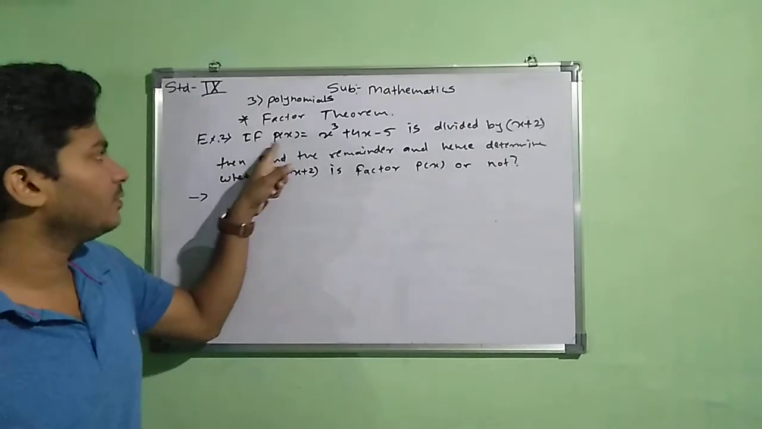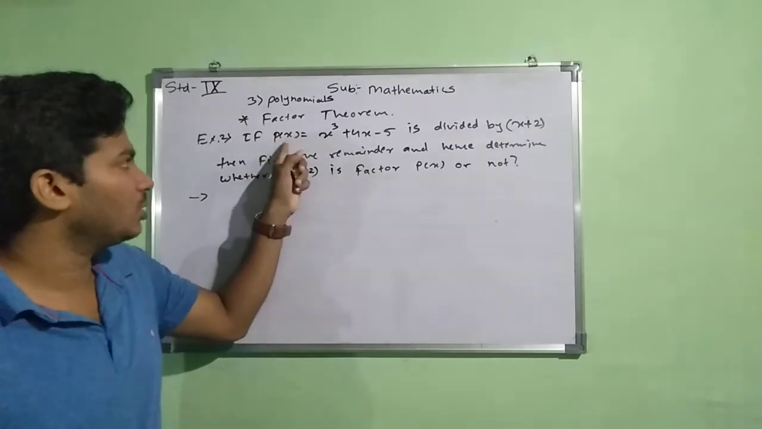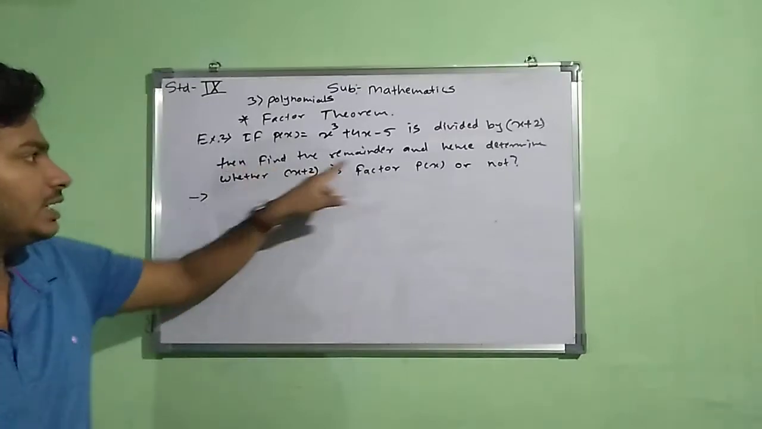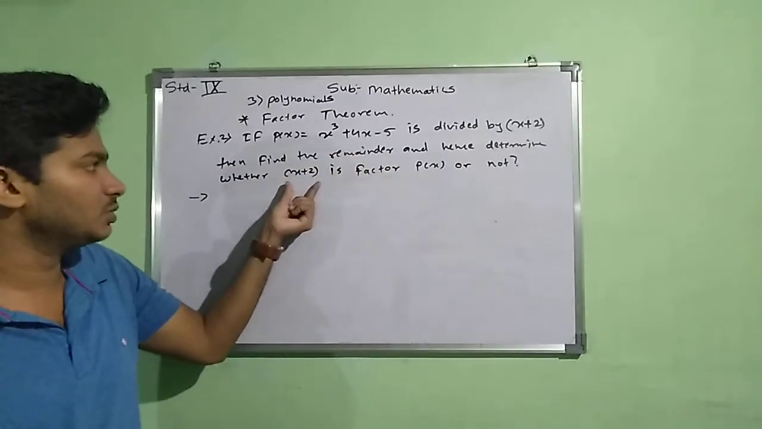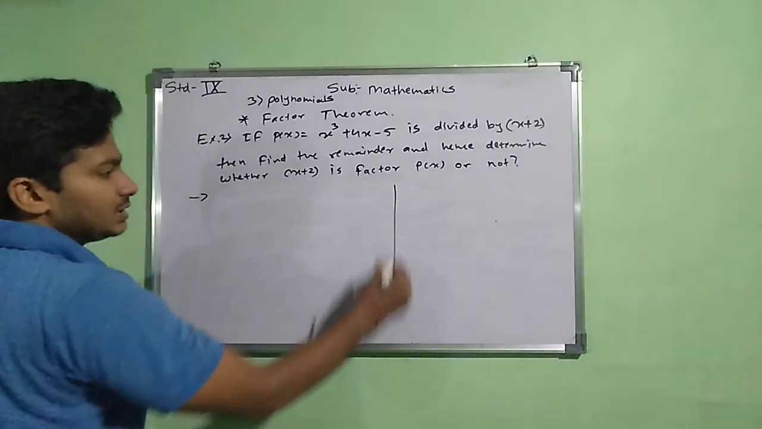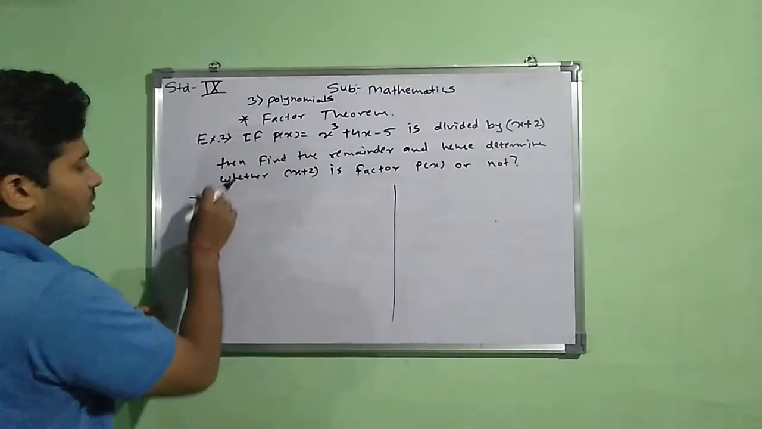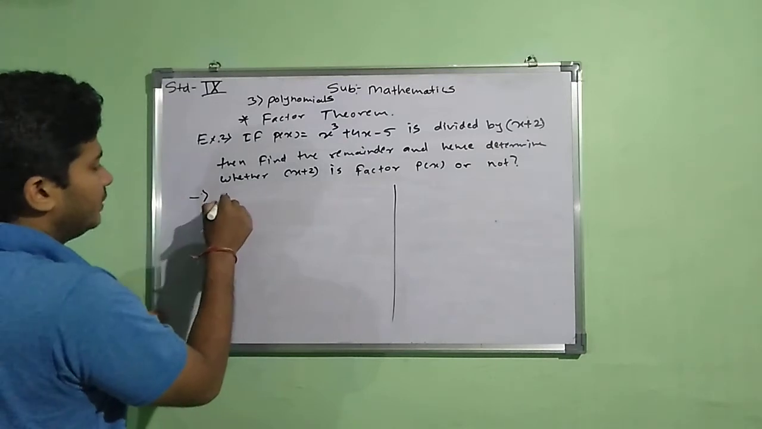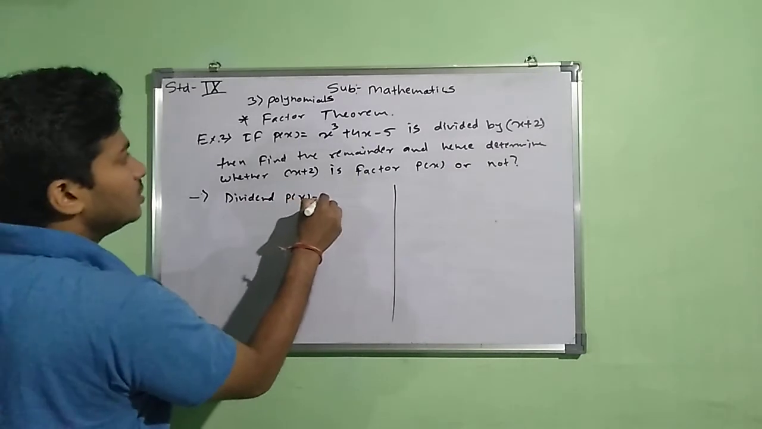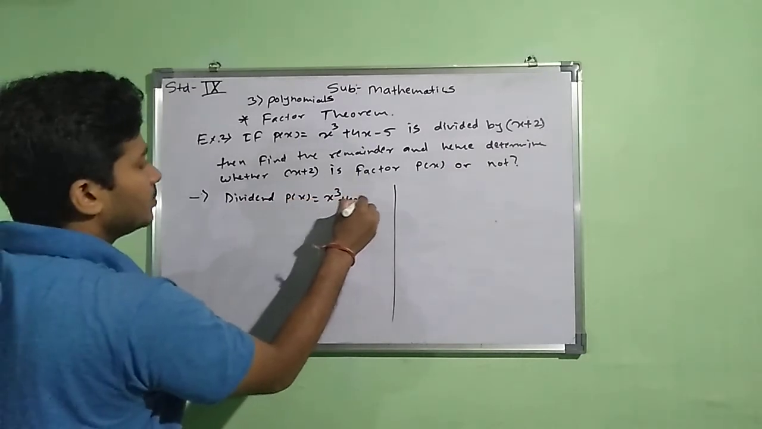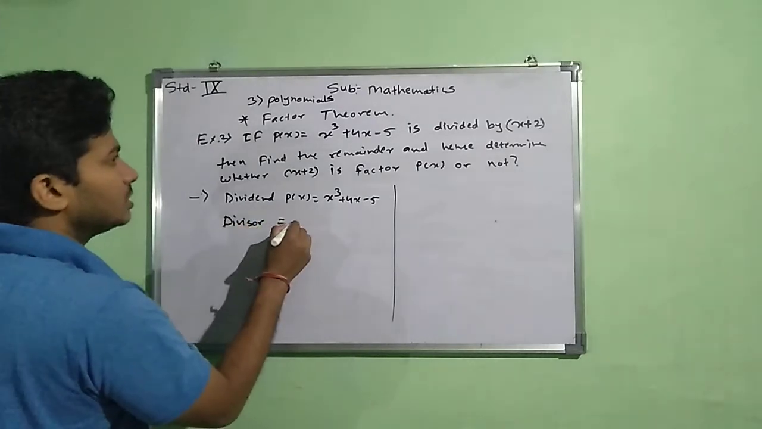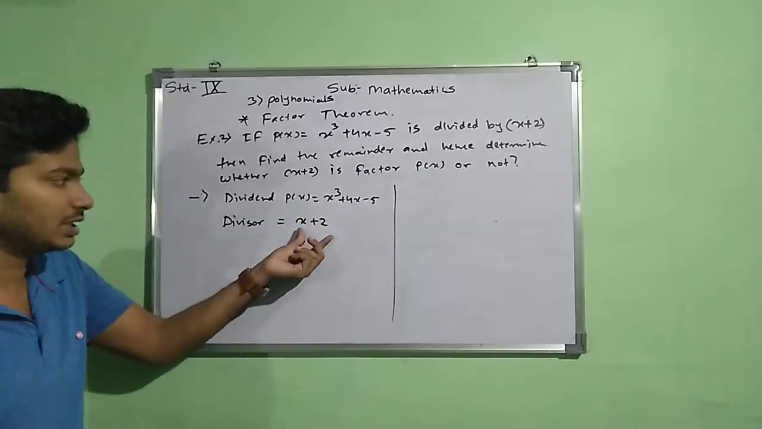So there is a second example. If p of x, our given polynomial which is x cube plus 4x minus 5, is divided by x plus 2, then find the remainder and hence determine whether x plus 2 is a factor of the given polynomial p of x or not. Okay, what we did in the previous example, we have to do here. So dividend p of x is equal to x cube plus 4x minus 5, divisor is equal to x plus 2. Here our divisor is changed, which is x plus 2.